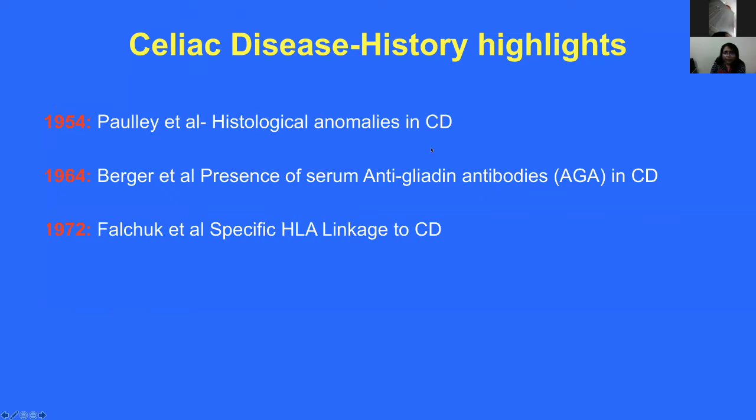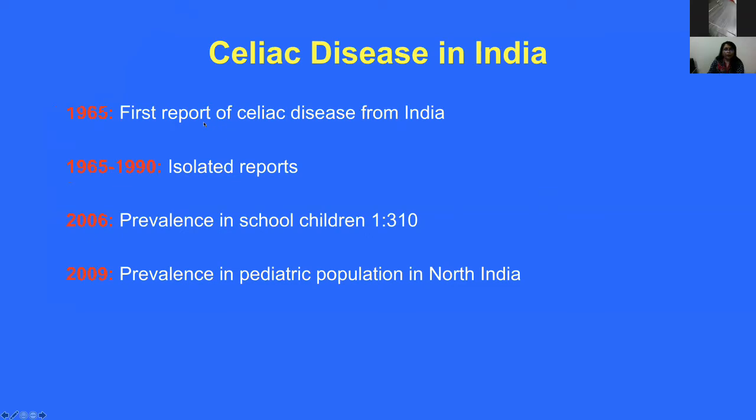In 1954, histological abnormalities in celiac disease were diagnosed. Later on, serology came in the form of anti-TTG, and in 1972, a linkage to HLA was established in patients with celiac disease. In India, the first report came in 1965. There was a big gap after that. Isolated reports came. In 2006, the prevalence was studied in school children, and it was seen to be around 1 in 3,310.